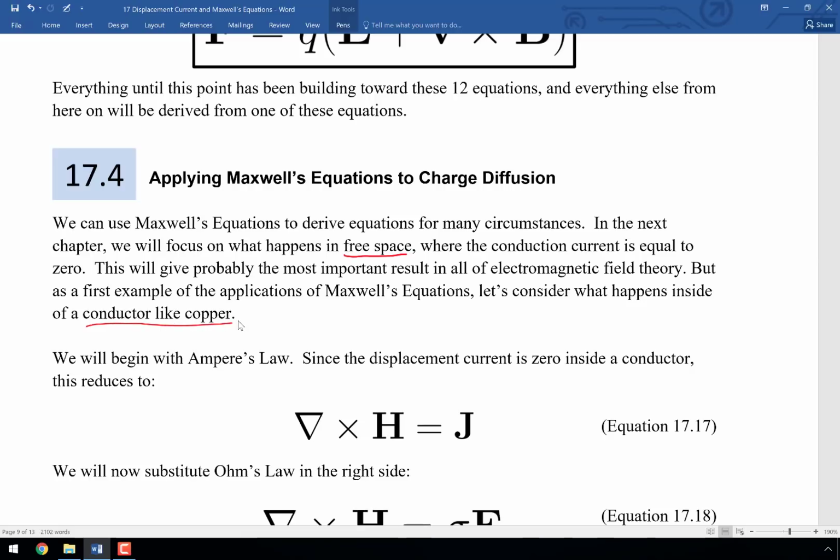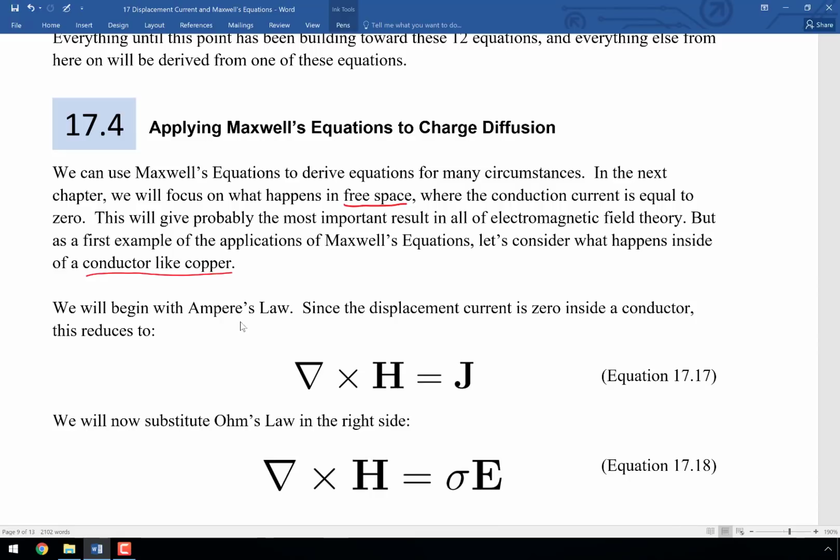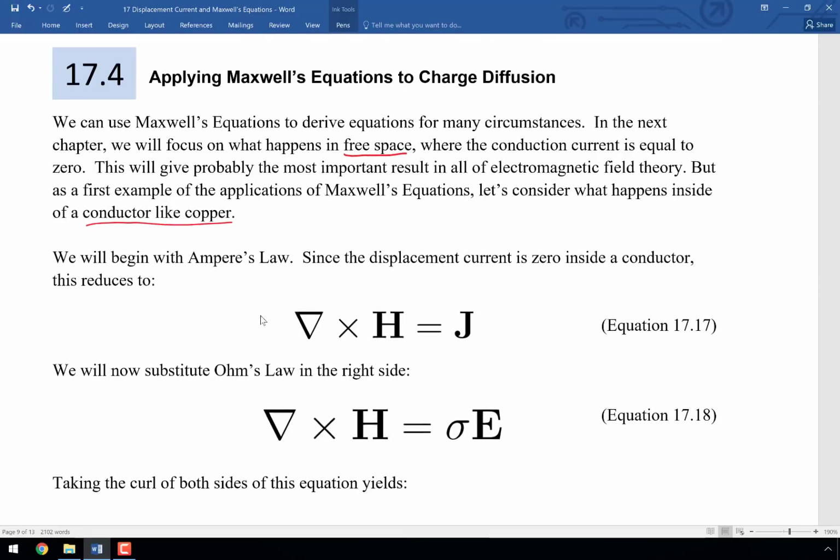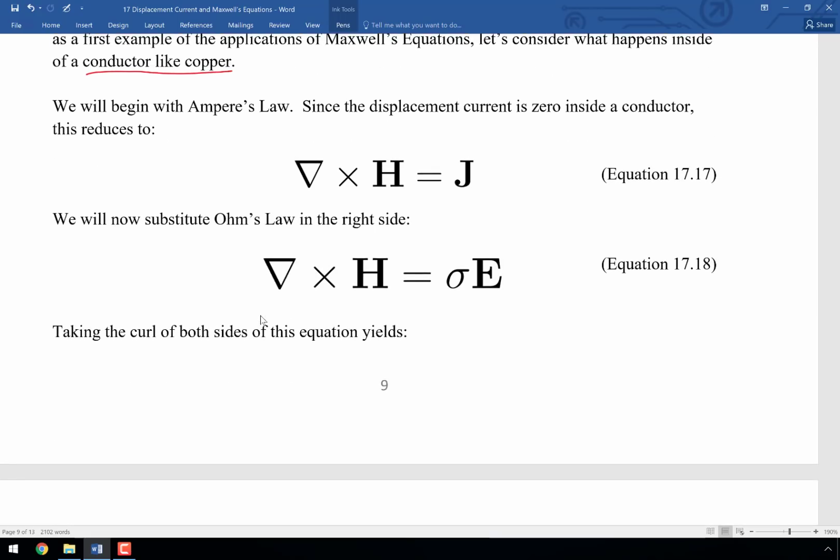Now remember we used the continuity equation to see what happens when we place charges in the middle of a conductor. Now let's talk about what happens with magnetic flux. So we're going to start with Ampere's law. Since the displacement current is 0, this reduces down to equation 17.17. Remember that there was a plus partial of D with respect to t. But because we're inside of a conductor, there are no electric fields, and therefore that plus partial D with respect to t goes to 0. We're going to substitute Ohm's law on the right-hand side. So again, we're using one of the constitutive equations to modify this.